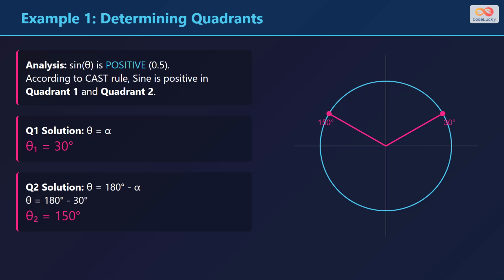Now we check the sign. 0.5 is positive. Sine is positive in quadrant 1 and quadrant 2. For quadrant 1, the angle is just the reference angle, 30 degrees. For quadrant 2, we subtract 30 from 180, giving us 150 degrees. These are our two answers.